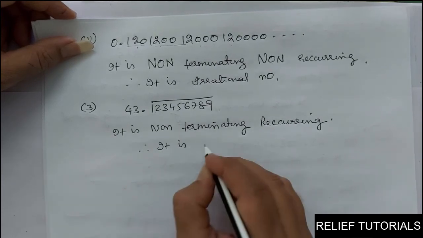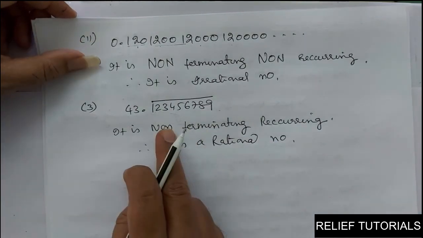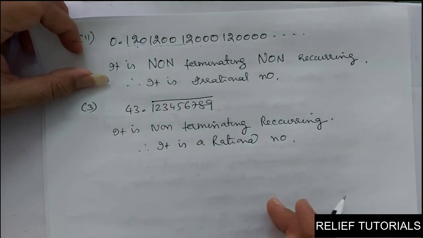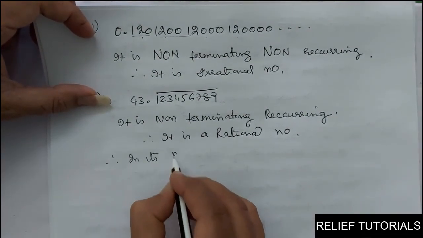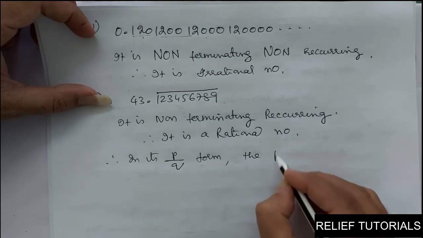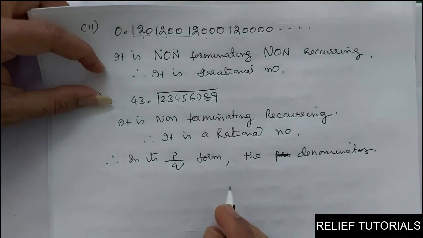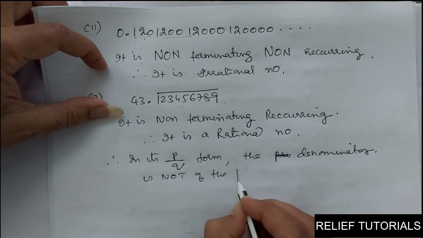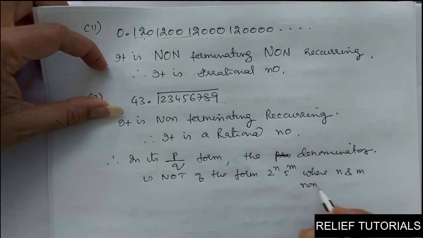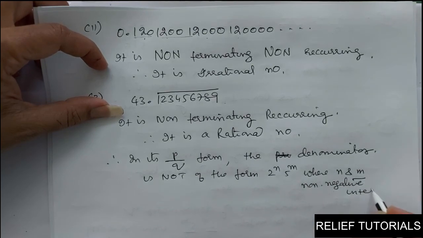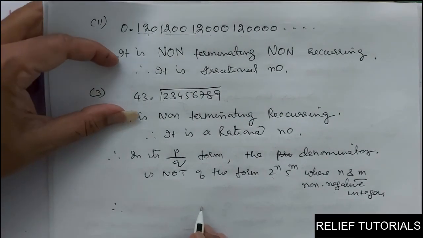So, therefore, it is a rational number. If it is a rational number and it is non-terminating recurring, then the prime factorization of its denominator q will not be of the form 2 raised to n and 5 raised to m, meaning it will have at least one more prime factor. So in its p by q form, the prime factorization of the denominator is not of the form 2 raised to n, 5 raised to m, where n and m are non-negative integers.